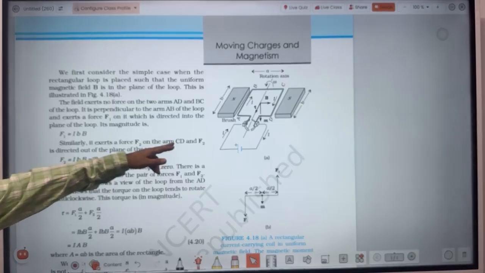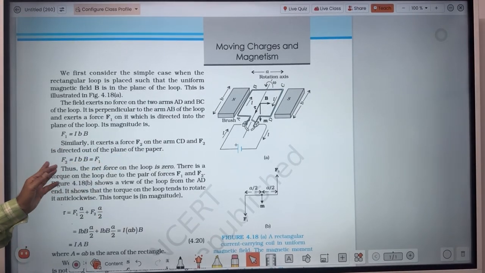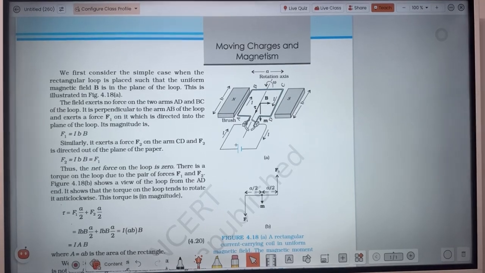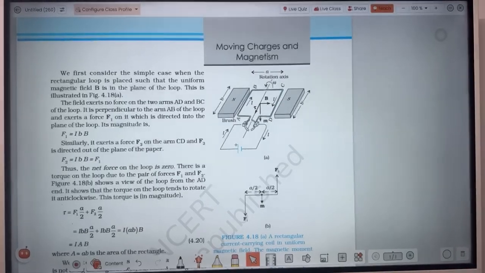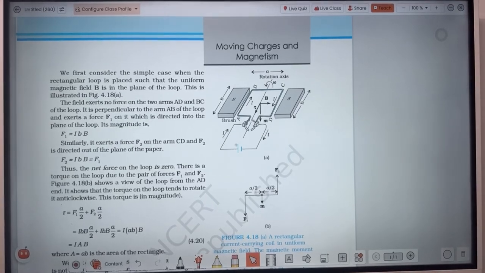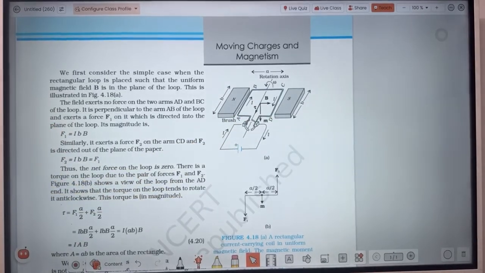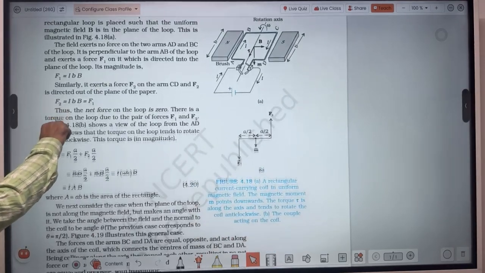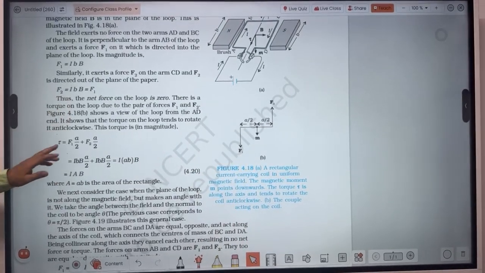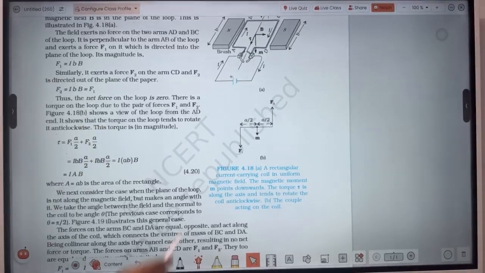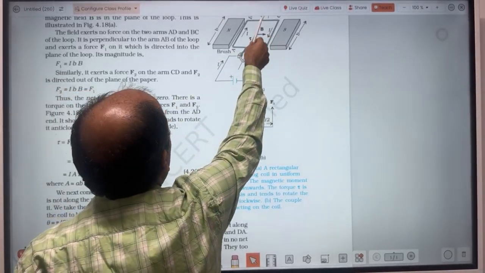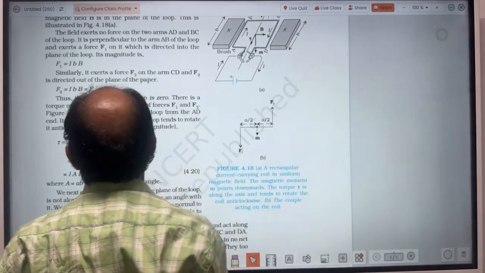Similarly, it exerts force F2 on this arm CD. That will also be the same. So what is happening? It is forming a couple. Although the net force on the loop is 0, the net torque will not be 0. For torque, we have to take the force and the distance from the axis. That will be just a by 2. So we write torque equal to F1 times a by 2. Similarly, the force times distance will be the same. This is halfway, so this will be a by 2, and this is a by 2.